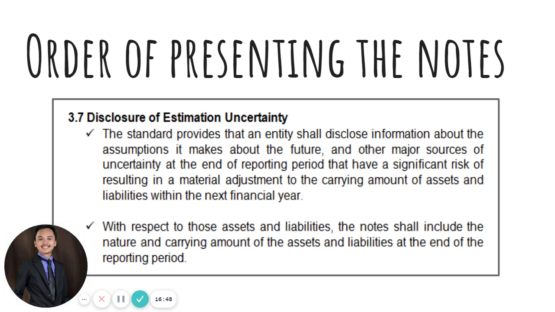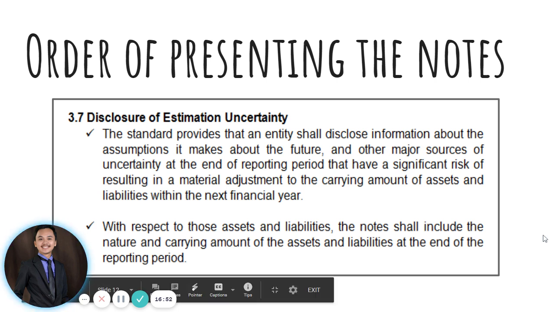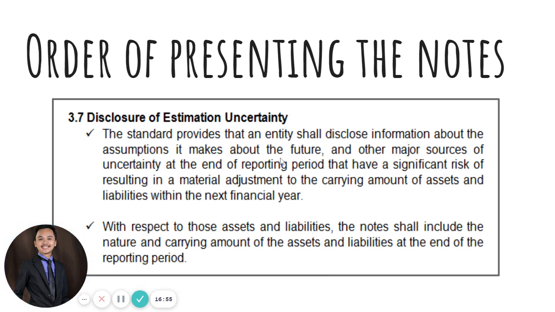All right? So another item to be disclosed is the disclosure of estimation uncertainty. PAS 1, paragraph 125 provides, guys, that an entity shall disclose information about the assumptions it makes about the future and major sources of estimation uncertainty at the end of the reporting period that have a significant risk of resulting in a material adjustment to the carrying amount of assets and liabilities within the next financial year. With respect to those assets and liabilities, the notes shall include the nature and carrying amount of the assets and liabilities at the end of the reporting period. All right. A very good example of this disclosure of estimation uncertainty, guys, is, of course, the estimation of your contingent assets and your contingent liabilities.